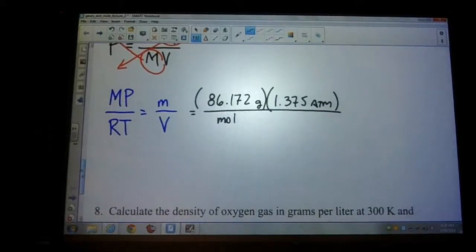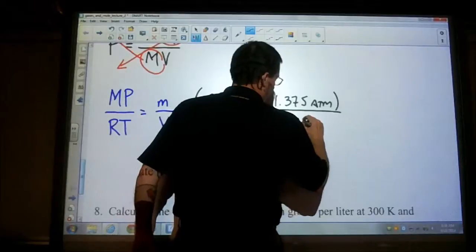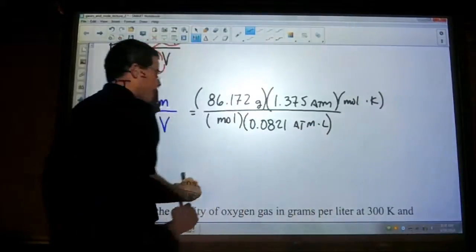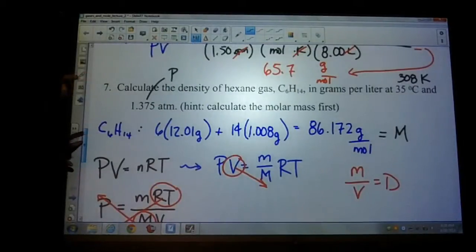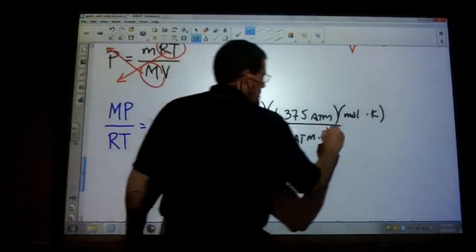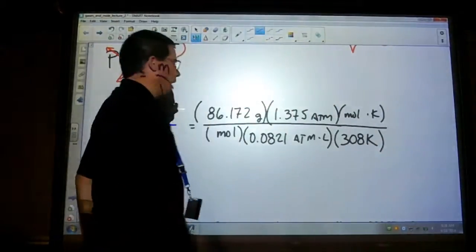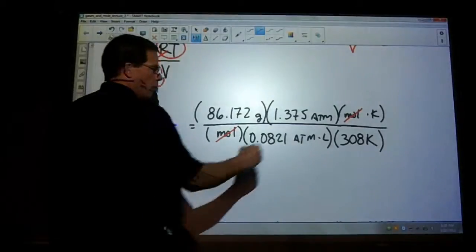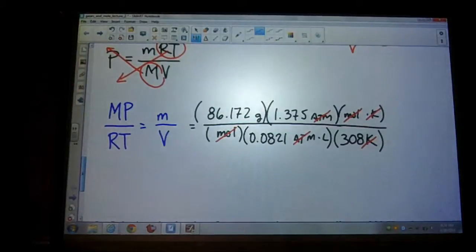The R, which R should we be using here? The atmosphere one. Good. So I'm going to go 0.0821 atmosphere liter, and I'm going to put the mole Kelvin right there. Okay. And temperature, 308. We changed the 35 degrees Celsius to 308. So we'll plug our 308 in. Okay. And let's see what values can cancel. Who can we cancel here? Mole. We can get rid of moles. Okay. What else? Kelvin. We can get rid of Kelvin. Atmosphere. Get rid of atmosphere. What unit remains? Grams over liter.